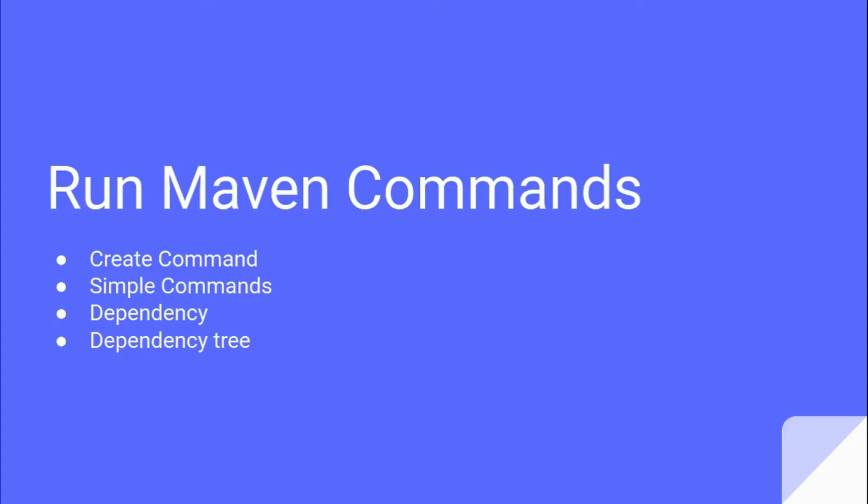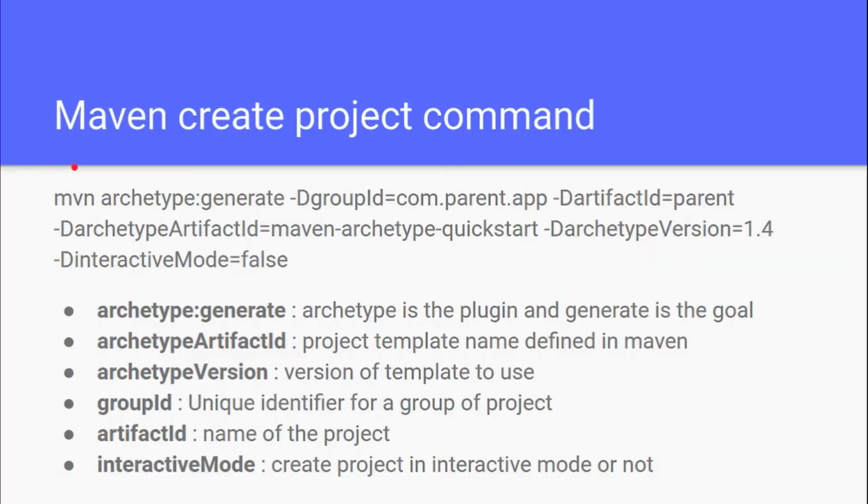Let's start. If you remember, in the second part of this series, we used this particular create command to create our first project. Let's understand this command part by part. The command starts with archetype:generate, where archetype is the name of the plugin and generate is the name of the goal. What Maven has done is create ready-to-use templates of projects that can be created using this plugin goal combination. Let's fire this command and see what I mean.